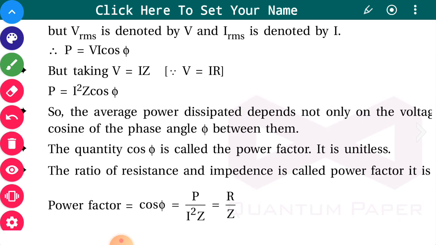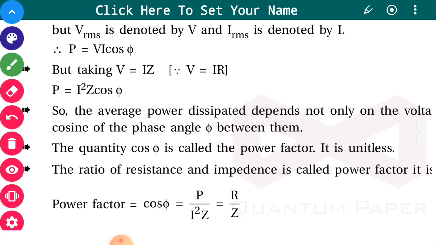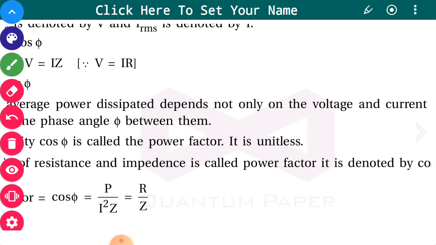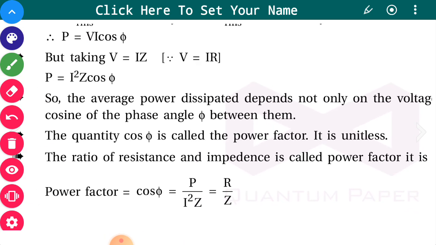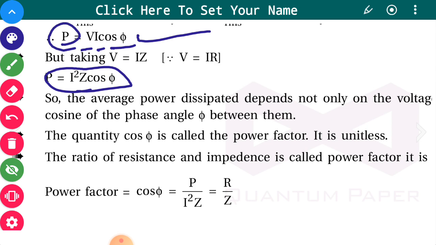So average power depends on voltage, it depends on current, as well as on the phase angle, that is phi, because the cos phi term is there in this equation. What is cos phi? Phi is the phase difference. So the cosine of that phase difference is also involved in the power dissipated. Here cos phi is called the power factor and it is unitless.